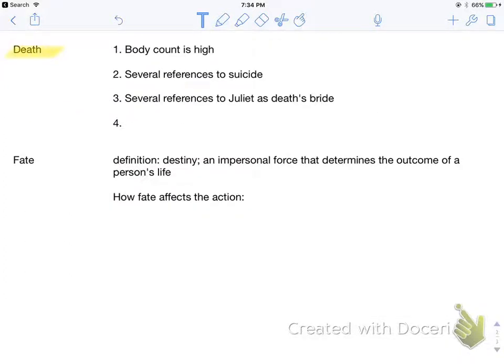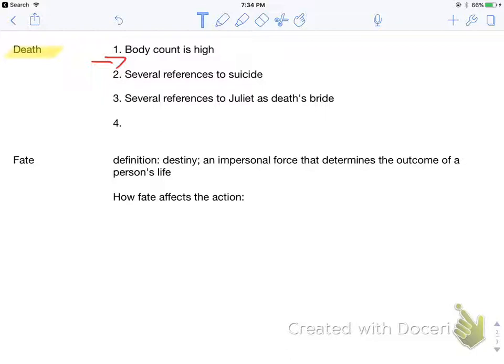Okay, so the next theme is death. We talked about this a little bit in class too. I'm just going to put some points down. You can copy these down, and then once again, just leave a little space in between these. We're going to put some examples in here after you've read the book and we have a chance to talk about it a little bit.